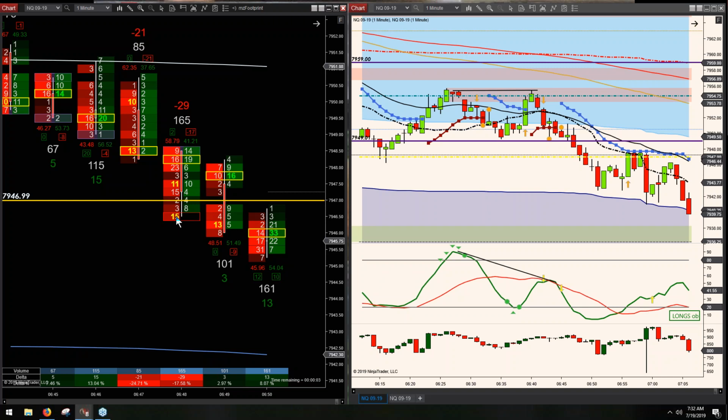So initially, we get this little bounce as it tries to get through yesterday's close, but notice on the next bar, as it's getting back up above yesterday's close, it tries to go higher, right?